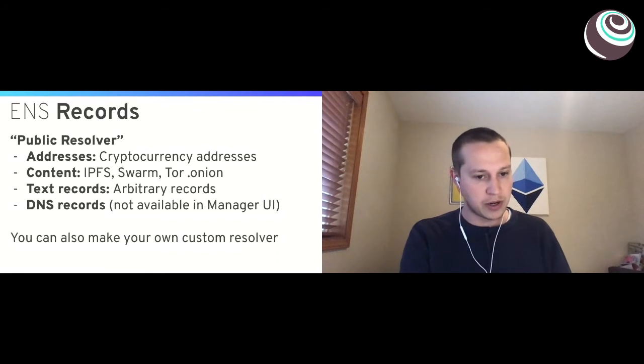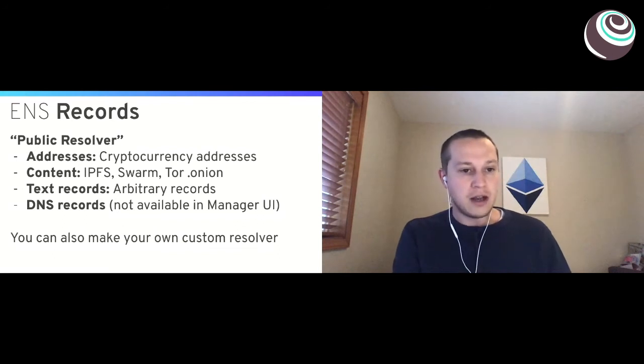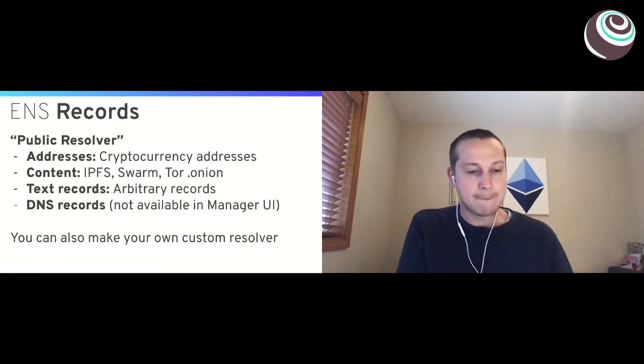This is what the public resolver looks like. It just has a couple record types, very simple. It has addresses, so any arbitrary cryptocurrency address. It has a content record, which can store an IPFS hash, a swarm hash, or even a Tor .onion address. We have text records, which allow for any arbitrary information. And then also DNS records. We support all DNS record types, although that's not available in our manager UI. That is in the public resolver.